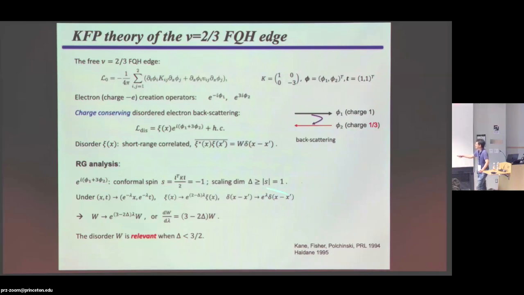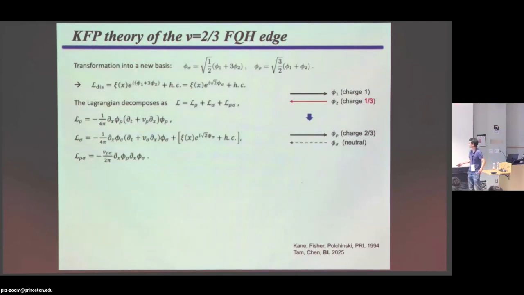So combining these two, and plugging this into the short-range correlation formula, I can show this disorder strength W has a scaling dimension 3 minus 2 delta. So if this number is greater than 0, then we say W is relevant at low energy. So we can consider this term as the dominant term at low energies. So this means the disorder W is relevant if my scaling dimension is smaller than 3/2. Yeah, so this is still possible because the lower bound for the scaling dimension is actually 1. So that's the basics of the analysis.